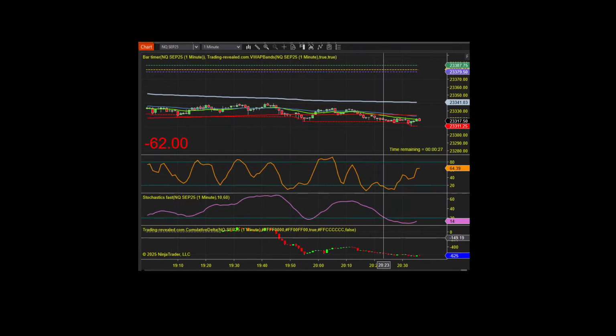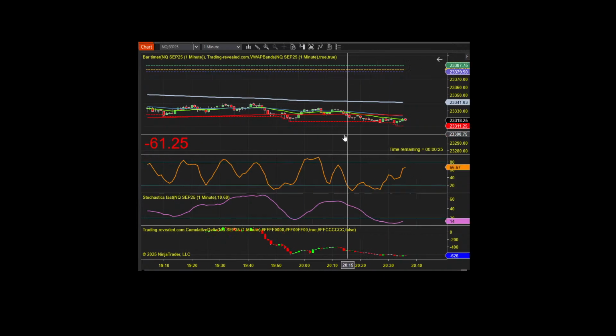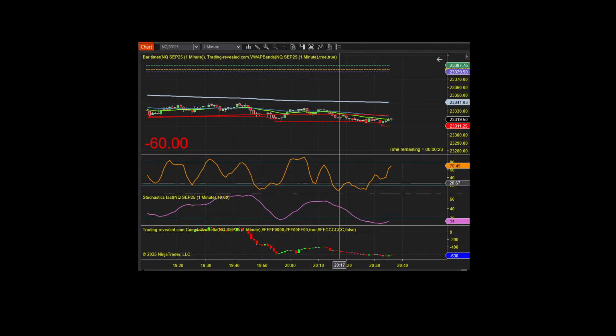So I'm just going to do the challenge. What I like to do typically is, this stochastic moves a lot faster. The 9-3 moves a lot faster than this 10-60. So typically, whenever I hit down below 20 on the lower side, and this thing starts to pop up, generally I'm going to take that long, try to get 10 points out of it. We don't always have to get 10 points, but that's what I'm going for. That's what my stop and profit are set at.